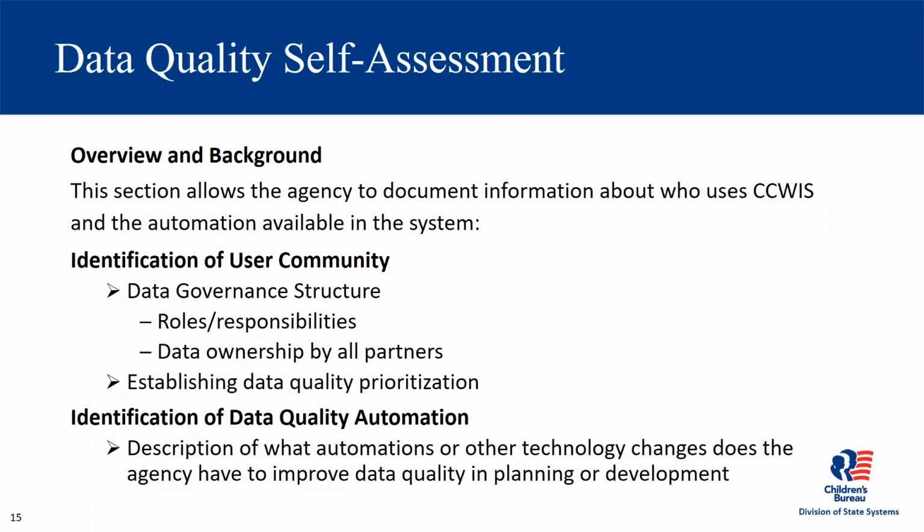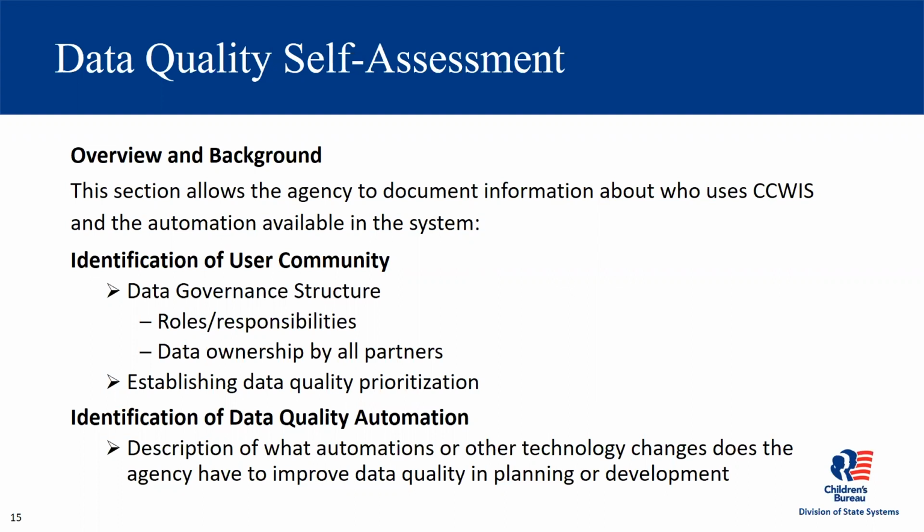So normally we would see the data governance structure that can be broken out into the roles and responsibilities and the data ownership by all the partners and establishing the prioritization for data quality. Then it is broken into the identification of data quality automation. So here you're going to give us a description of what automation or technology that is currently available to the agency to improve data quality in both planning and development.